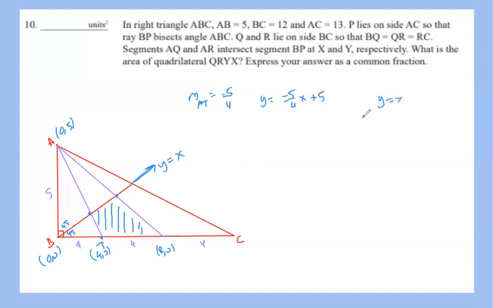If I solve the system, just plug in y as x, so x equals negative 5/4 x plus 5. Multiply by 4 to get rid of that fraction, so that is negative 5x plus 20, and 9x will be 20, x is 20/9. So we have 20/9, and then y is the same thing as well. So this point is (20/9, 20/9). That is not a really nice number, but that's okay.